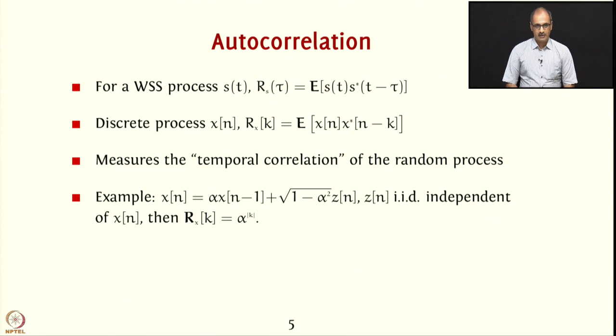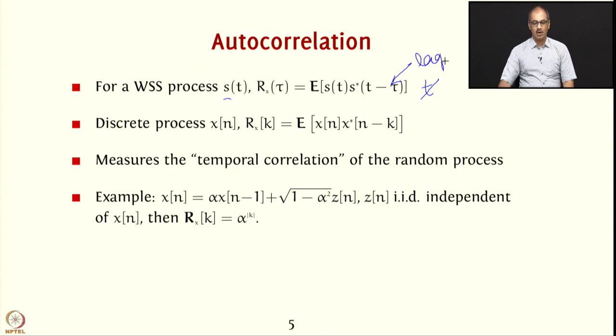As we discussed previously, the autocorrelation function for a wide sense stationary process can be defined in this manner. For a random process S of t, the autocorrelation function RS of tau is defined as expectation of S of t, S star of t minus tau. In this particular case, it depends only on tau and not t. That is, the t dependence is not there, and this tau is called the lag.